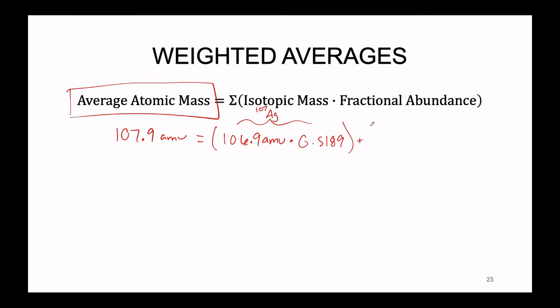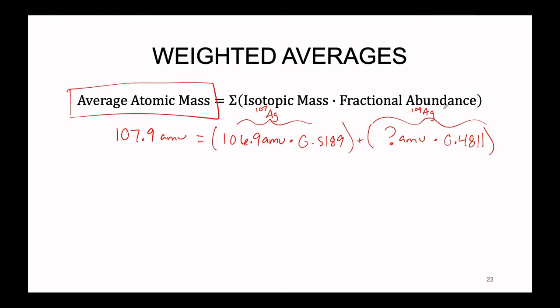All right, we're going to add this to our question mark in atomic mass units. Again, this is what we're looking for, so why not just make it explicitly clear that this is a question mark. The fractional abundance of the isotope whose mass we don't know is 48.11%, which is equal to 0.4811. This component of the total sum of that weighted average represents silver 109.